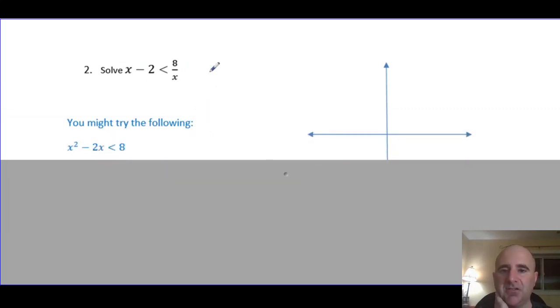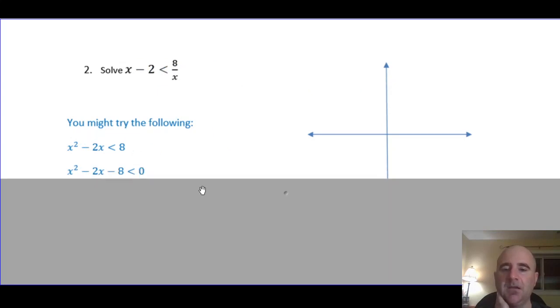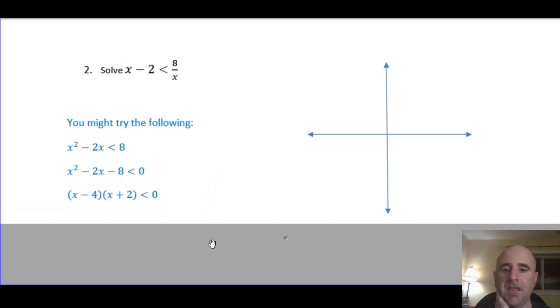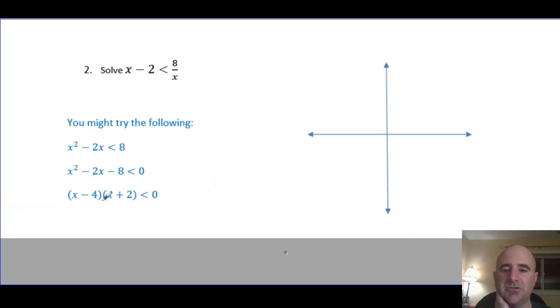Okay, so you might try the following. Multiply both sides of the inequality by x, so it's no longer a rational inequality. Well, that seems to make sense. And then we get x squared minus 2x is less than 8, or x squared minus 2x minus 8 is less than 0, which actually factors nicely to x minus 4 and x plus 2. And then we could try to find our solutions. It's now a polynomial inequality. In fact, it's just a parabola. It's pretty easy. It's going to have an x-intercept at 4, another one at -2.